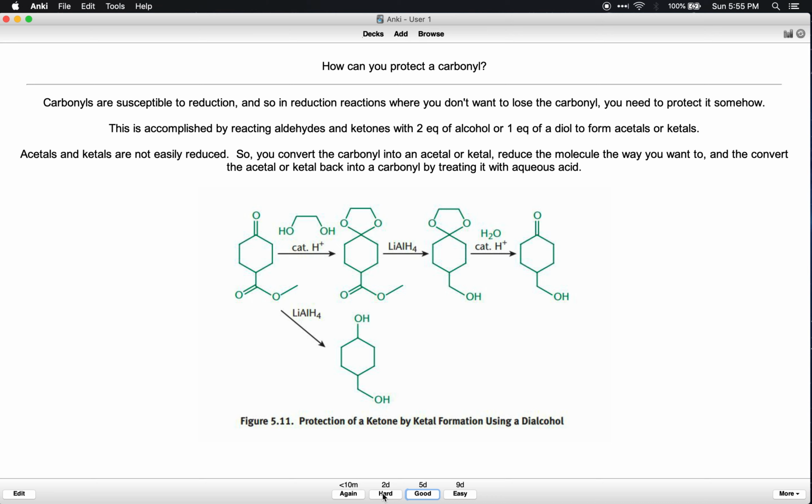Carbonyls are susceptible to reduction. And so in reduction reactions where you don't want to lose a carbon, you need to protect it somehow. This is accomplished by reacting aldehydes and ketones with 2 equivalents of alcohol, or 1 equivalent of a diol, to form acetals or ketals.